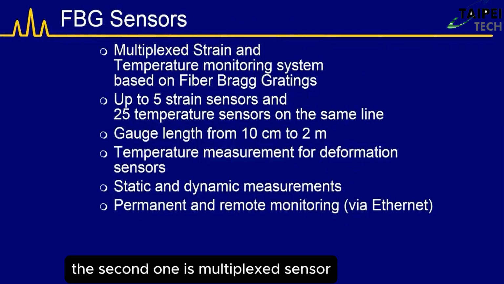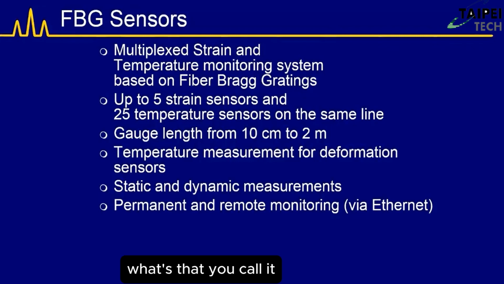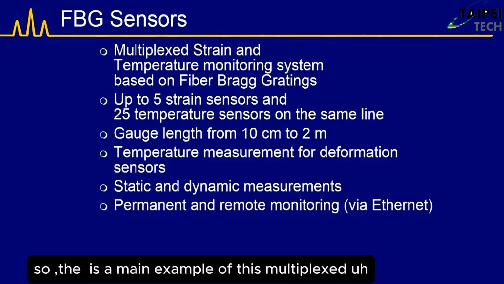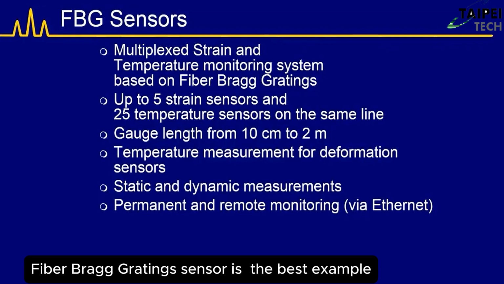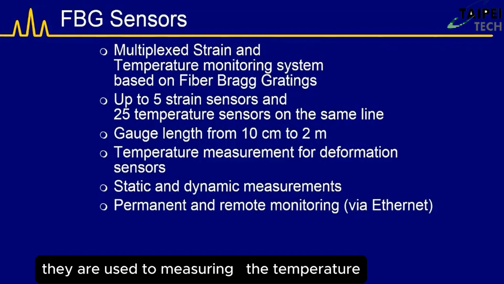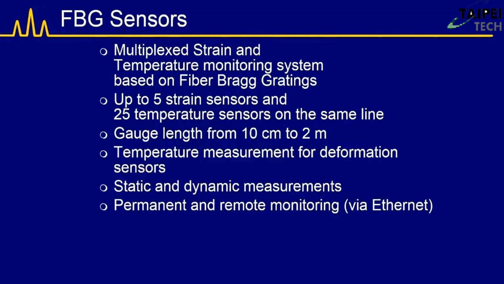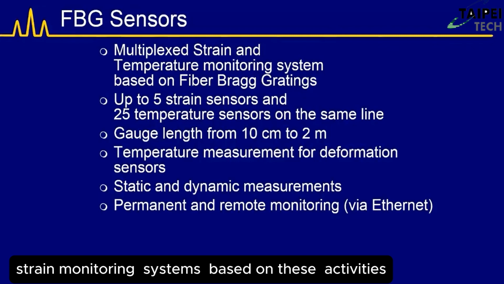The second one is the multiplexed sensor. The main example of this multiplexed sensor is the FBG, fiber Bragg grating sensor. As the best example, they are used for measuring temperature and strain, based on this monitoring activity.